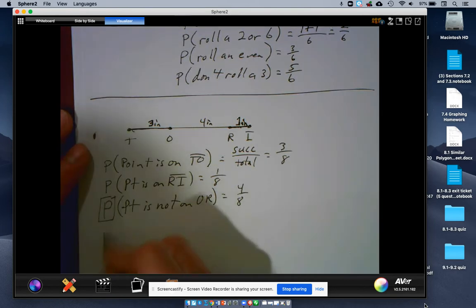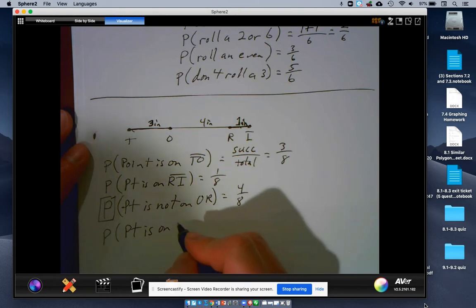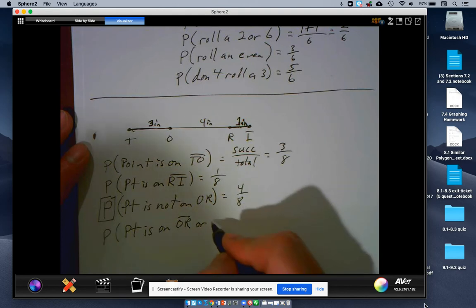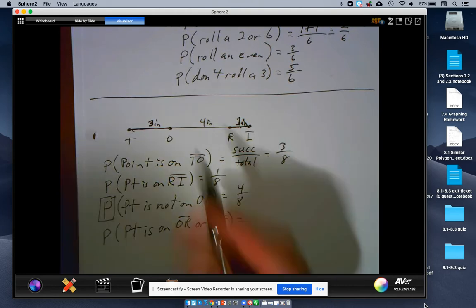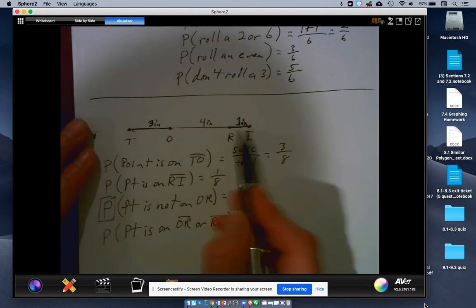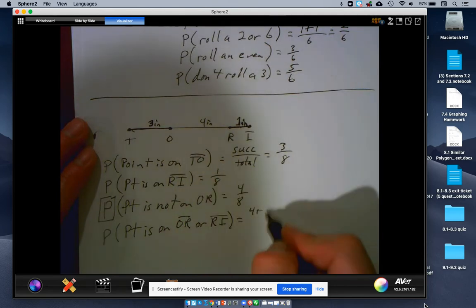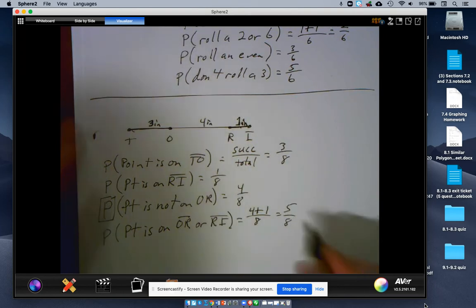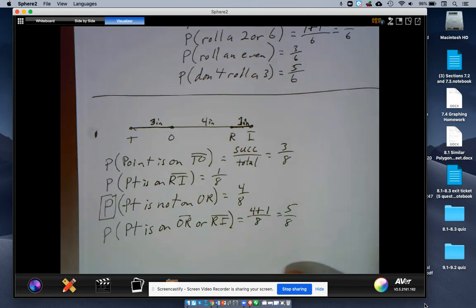Let's do one more. The probability that a point is on OR, segment OR, or RI, Rhode Island. Okay. The point is either on OR or RI. So OR means to add. So I could be OR, I have 4 inches of success. RI, I have 1 inch of success over the total 8 inches. So there's a 5/8 chance of getting on OR or RI. So that's how you do geometric probabilities when you're looking at a visual outcome like that.